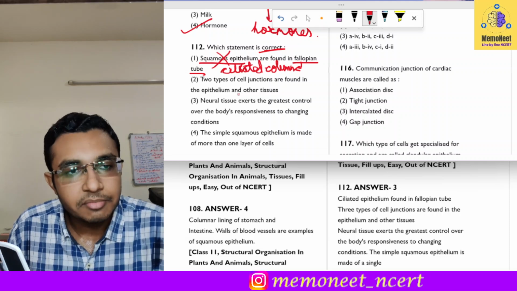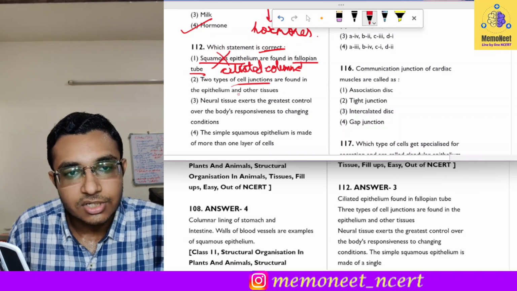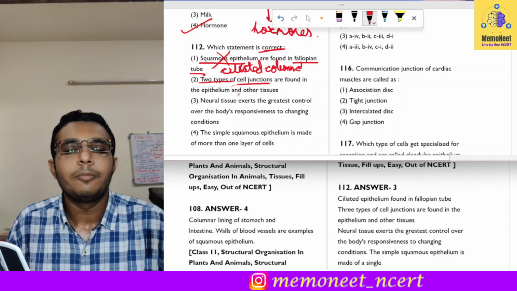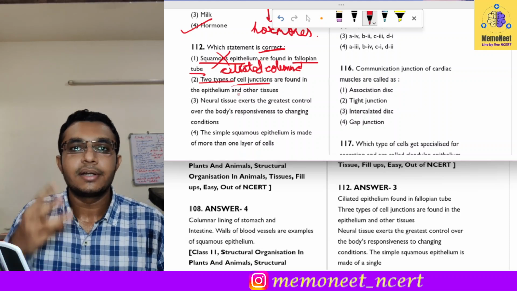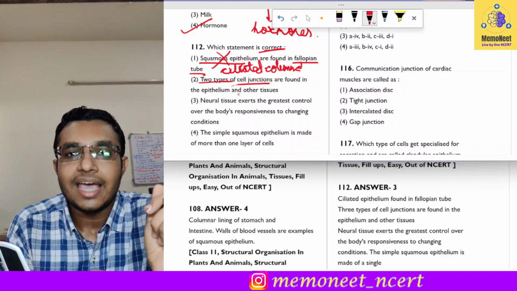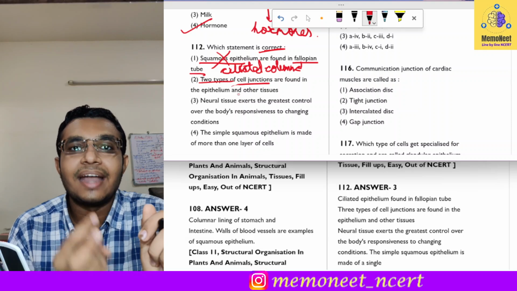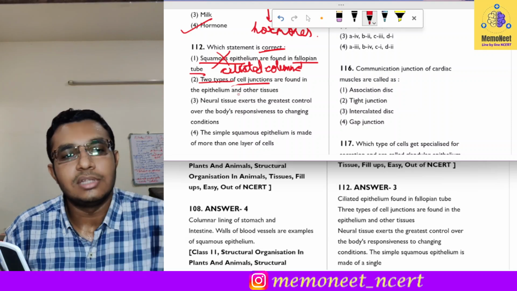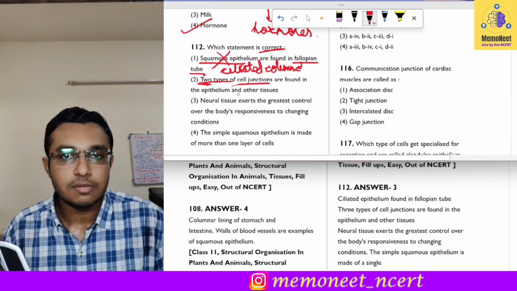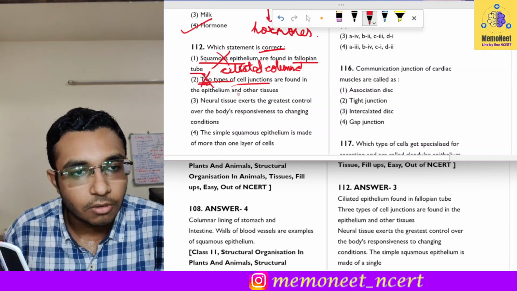The second statement is two types of cell junctions are found in the epithelium and the other tissues. Now how many types of cell junctions are there? There are 3 types. Can you name those 3? First are the gap junctions, then the tight junctions, and the adhering junctions. In the statement it is given 2 types, but in actual there are 3 types of cell junctions. So this statement is also incorrect.